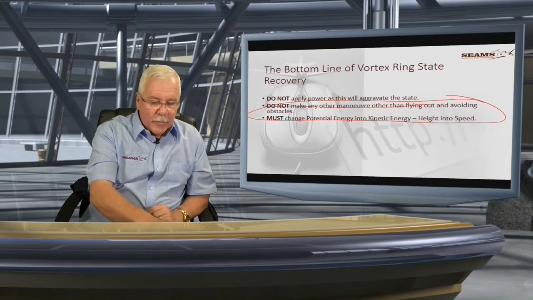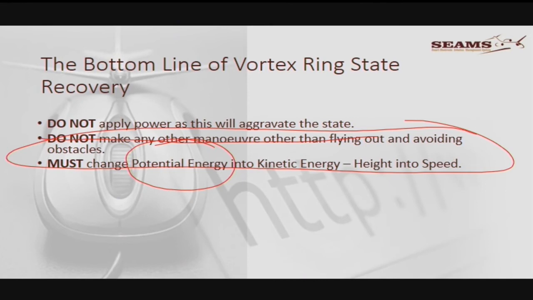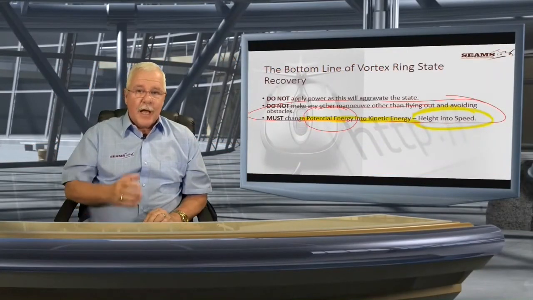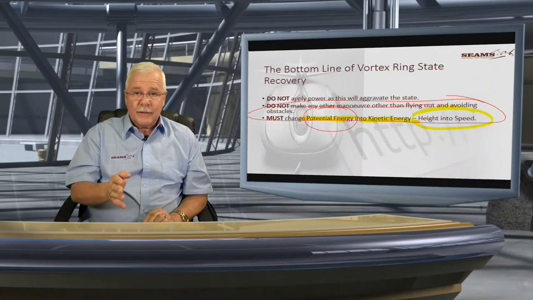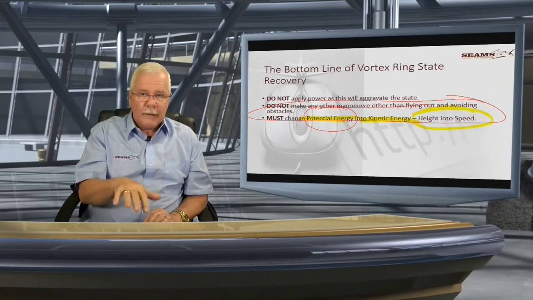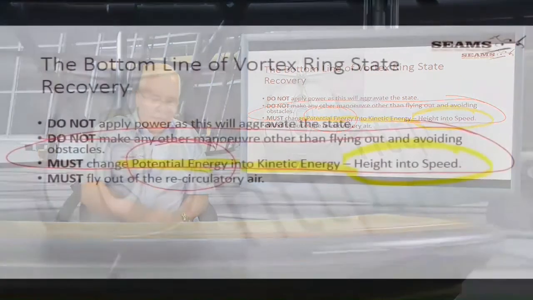Must change potential energy. Look at this. We must change potential energy into kinetic energy. Height into speed. Guys and girls, height into speed. If you've got no height, you cannot change it into speed. If you've got height and you change it into vertical speed, it doesn't help a bit. It's not going to do nothing. You're trapped. You must get out of the trap. Must fly out of the recirculating air.